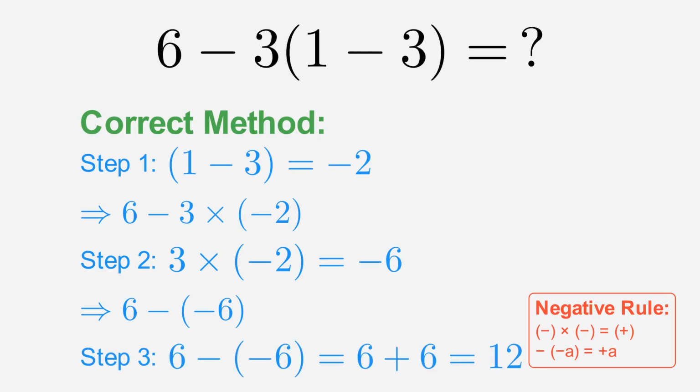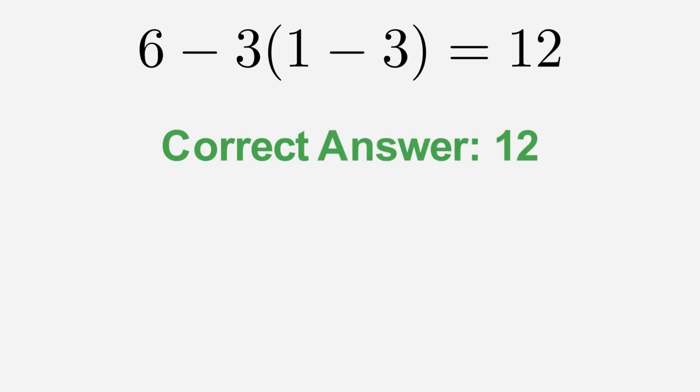And here's where magic happens. Subtracting a negative is the same as adding. 6 minus negative 6 equals 6 plus 6. That's 12. The answer is 12. 2 negatives made a positive, and most people never saw it coming.